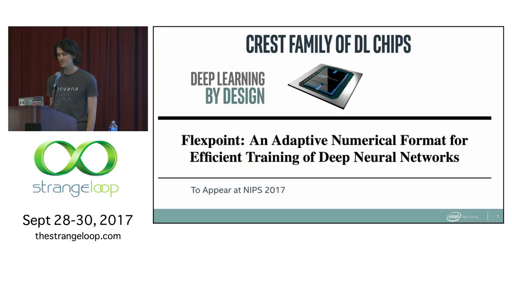This chip uses a novel data format. We have a paper appearing at NIPS, the NIPS conference this year, about this. So I encourage you to keep on the lookout for that.